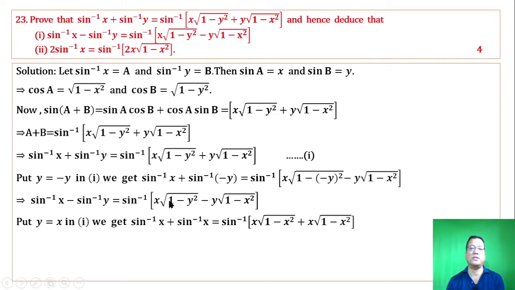Put y equal to x in Roman number 1. We get sine inverse of x plus sine inverse of x equal to sine inverse of x into root over 1 minus x square plus x into root over 1 minus x square. Implies we see the sum of these two. We get 2 sine inverse of x equal to sine inverse of twice x into root over 1 minus x square, which proves Roman number 2.